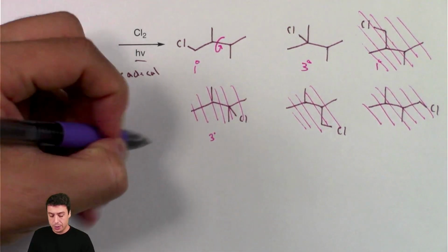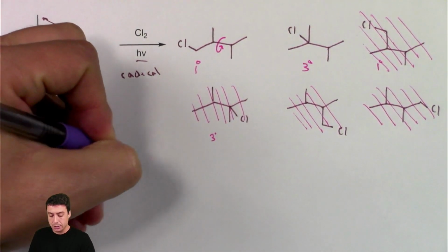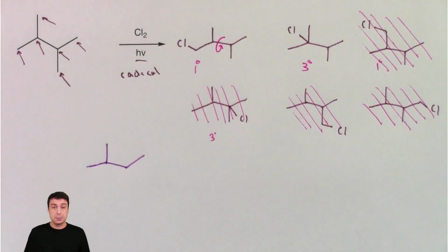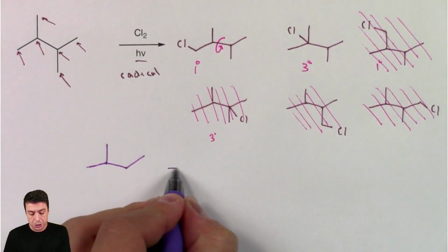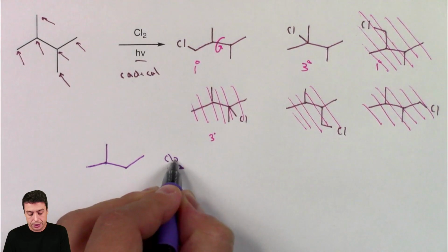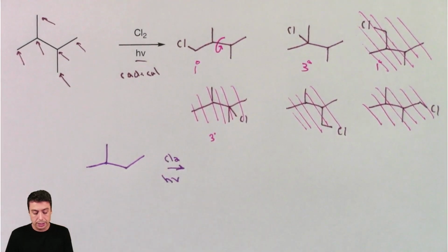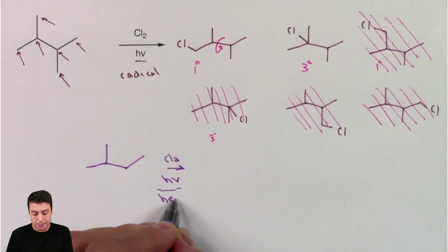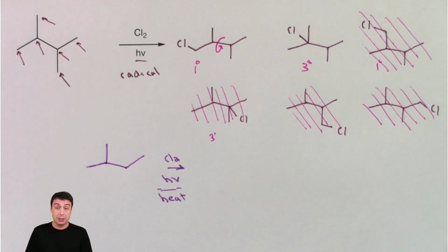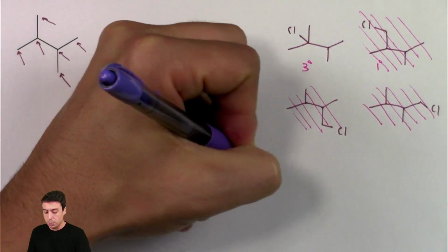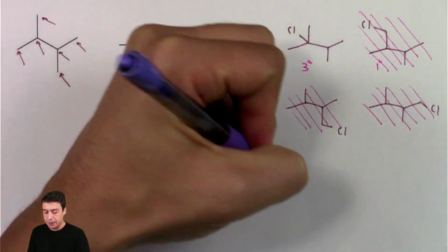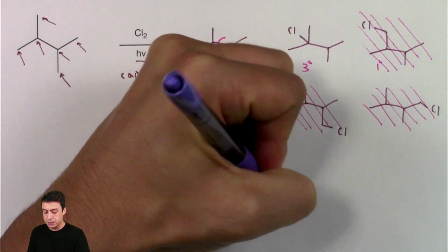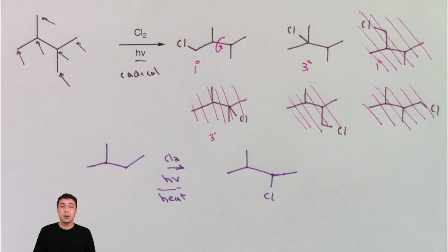Let me give you a hypothetical here where I'm not going to go through all of the potential options one more time, but I am going to show you what if we had this molecule with Cl2 and light, or Cl2 and heat, either one. Really, it's the same idea. They both produce radicals. So let's say one of the products would be if I put a chlorine at this position. Sure, that's one of the products.